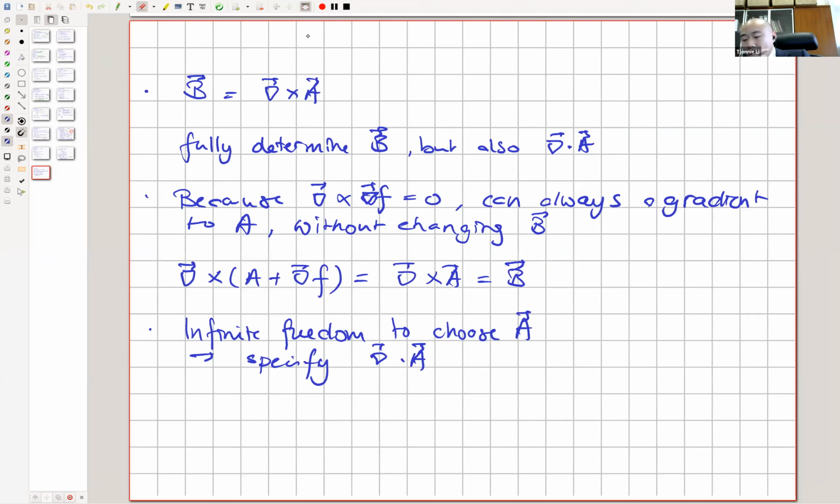Okay, so I have to specify the divergence of A. But I have an infinite freedom to do so, right? Because I can always add the gradient of some function, some scalar function. And this choice, or the particular choice of the divergence of A, is the so-called gauge. And it turns out that we have the freedom to choose A in order to make our equations easier. It does not change the magnetic field.